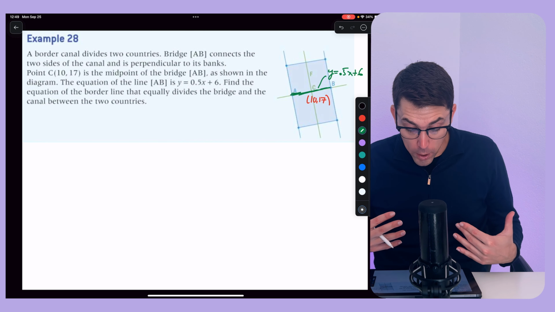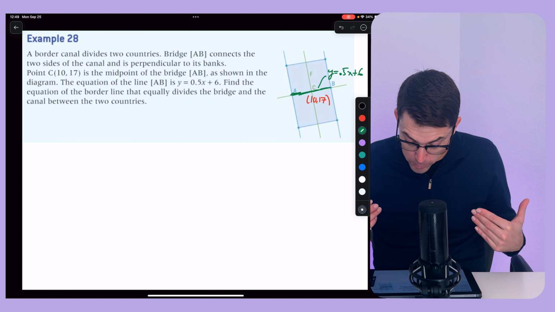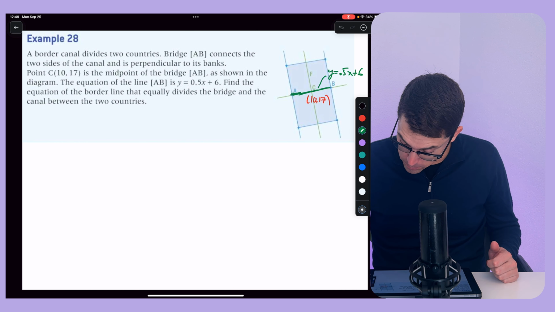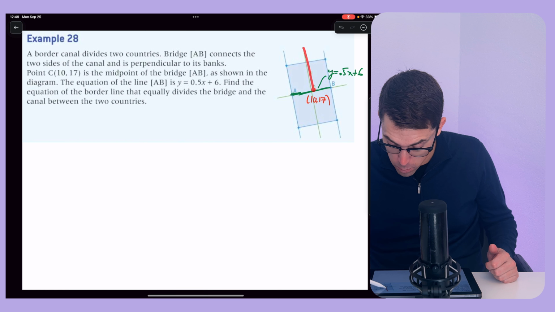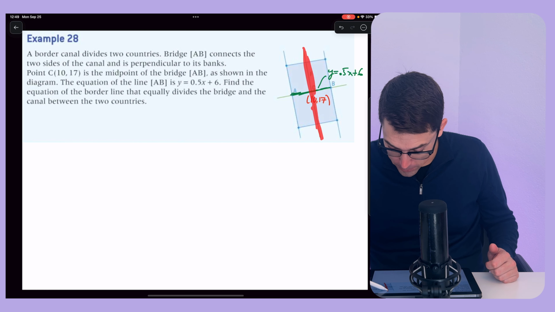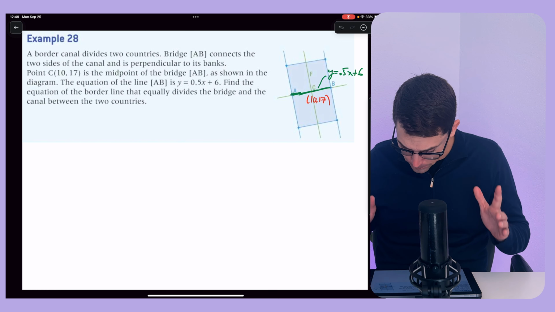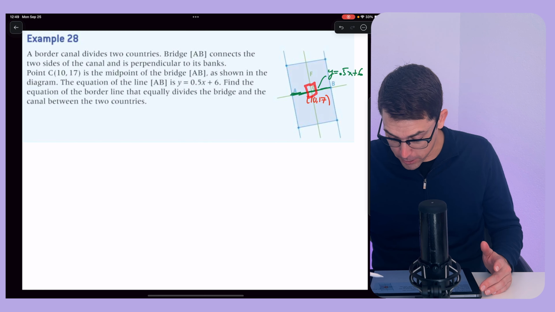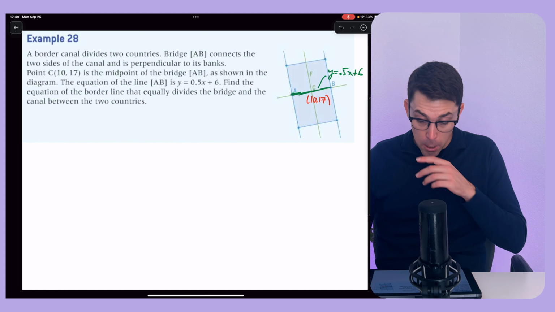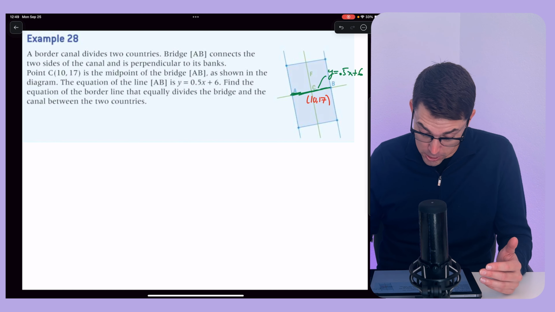So now we want to find the equation of the borderline that equally divides the bridge and the canal between the two countries, aka we want to find out what this is right here. We want to figure out what cuts this in half, and then also is a 90-degree angle. It's orthogonal. It's the perpendicular bisector to AB. And we're actually given a lot of the hard information already.